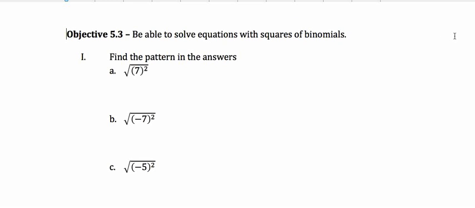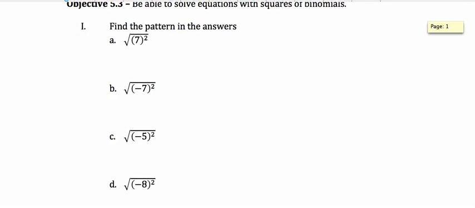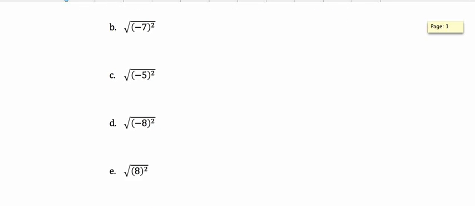Alright, so I'm assuming you've done that. Square root of 7 squared, well, that means we're doing the square root of 49, which is 7. Negative 7 squared, it's the negative in parentheses, so we do need to square the negative 7. It's negative 7 times negative 7, or 49, and the square root is 7. Okay? Hopefully you can already, in those first two answers, see a little bit of a pattern, but let's move on down and see some other ones.